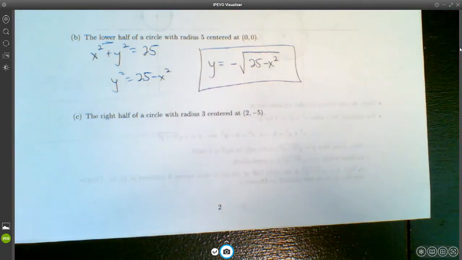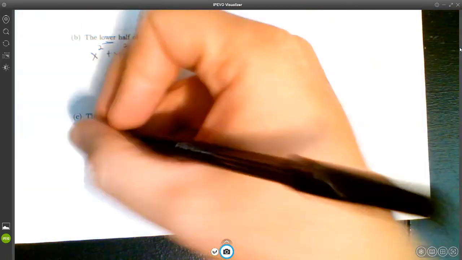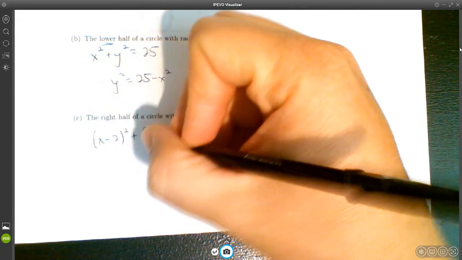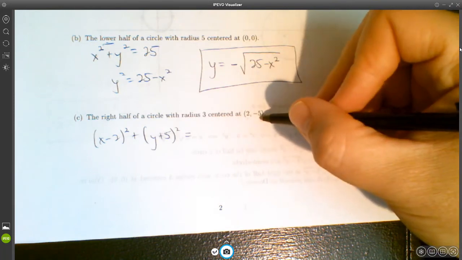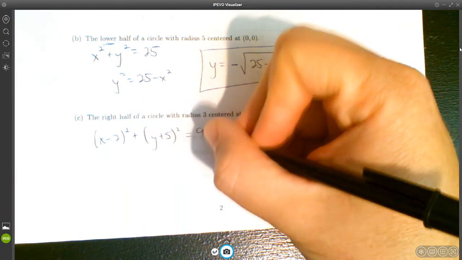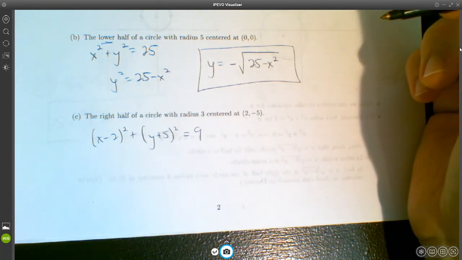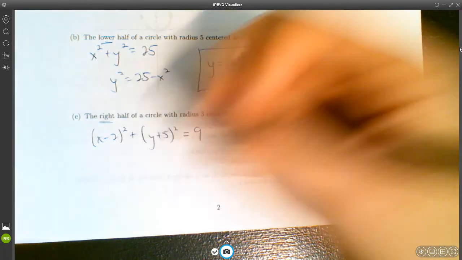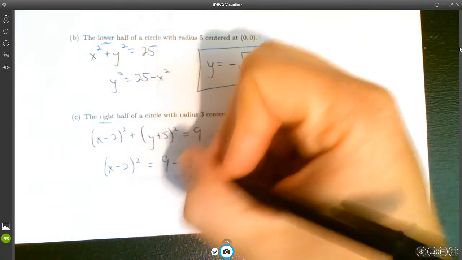I can do a similar thing for part C. The right half of a circle with radius 3 centered at 2, negative 5. So the equation of the full circle is going to be x minus 2 squared plus y plus 5 squared, right? 2, negative 5, sorry, with radius 3, so this equals 3 squared, 9. But now I want the right half of this circle, so I'm going to solve for x. Okay, I'm going to solve for x, and I'm going to take the positive square root because I want the right half. So I'm going to say x minus 2 squared equals 9 minus y plus 5 squared.